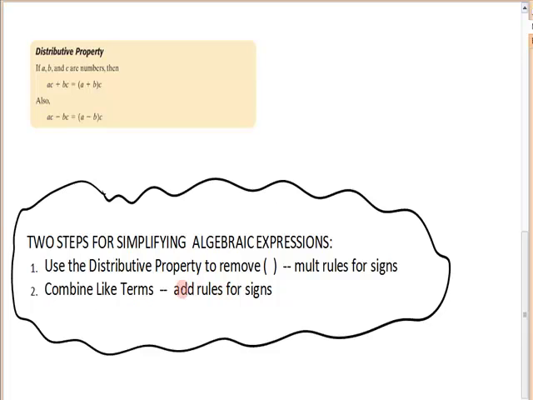Another little note, addition rules for signs. If they're both positive, add them and it's positive. If they're both negative, add them and it's negative. If you have one of each, you subtract and keep the sign of the big one. Distributive property, combine like terms. Those 2 steps. Let's use them.